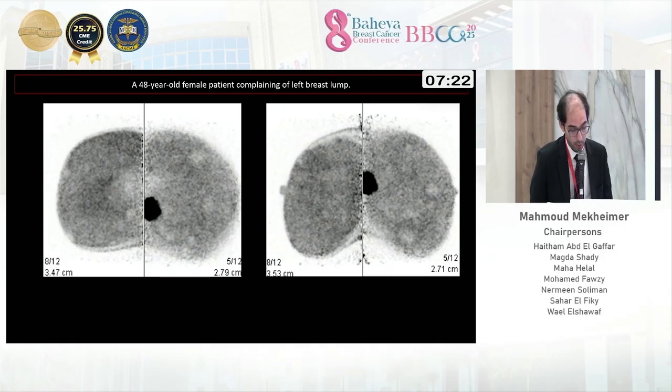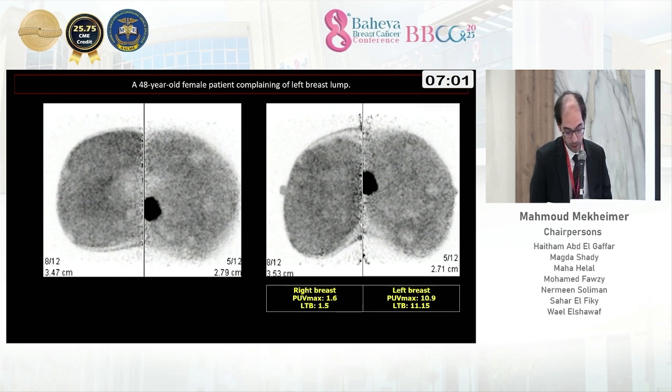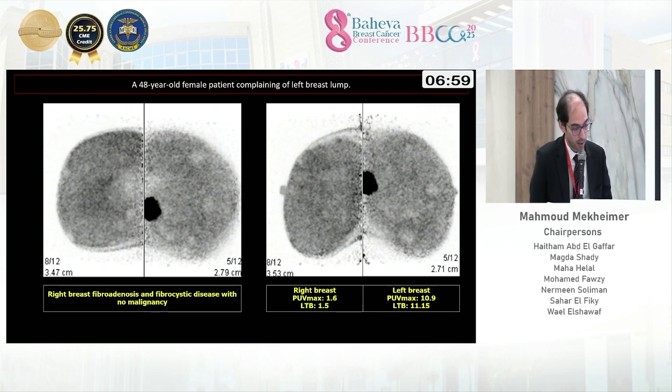BEM revealed left breast single invasive duct malignant FDG avid lesion with BOV max 10.9 and LTB 11.15, while in the right breast it revealed faint upper inner quadrant non-mass enhancement with BOV max 1.6 and LTB 1.5. VAB was ordered from the right breast faint non-mass uptake and revealed right breast fibroadenosis and fibrocystic changes with no malignancy.